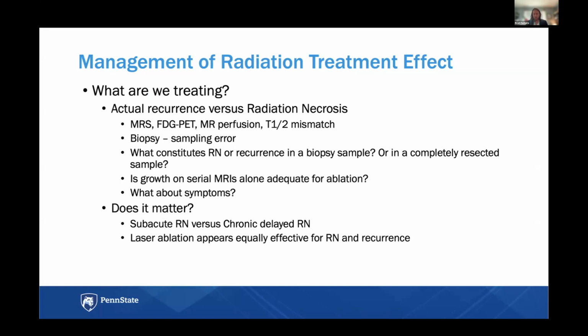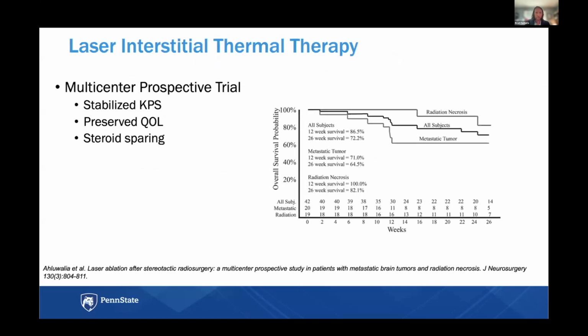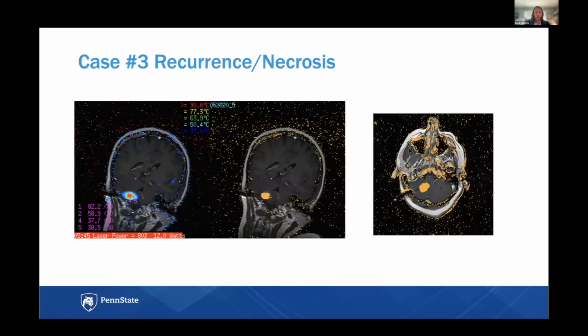And I think there are several schools of thought. Some people don't even bother with a biopsy and treat no matter what, because it's equally effective for radiation necrosis and recurrence. Other groups feel that the biopsy is important because if it shows active tumor, they'll re-irradiate after the ablation. So I think this is a question that we're still asking, but it's quite effective. And you see in these early multi-center prospective but not randomized trials, stabilized KPS, preserved quality of life, and steroid sparing. And so this was the ablation for this young woman.